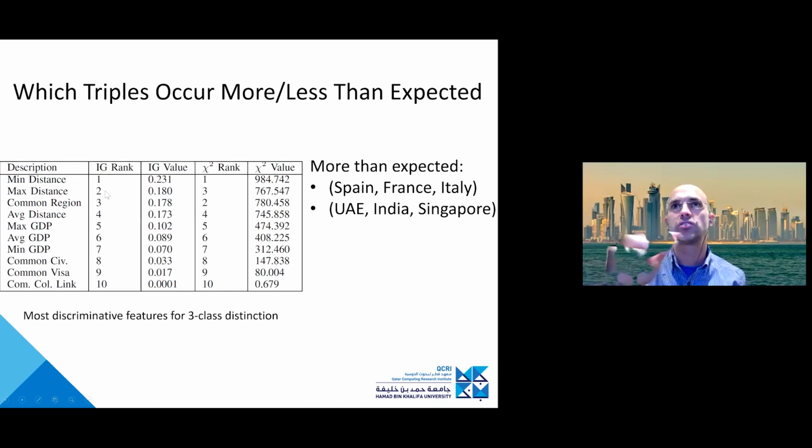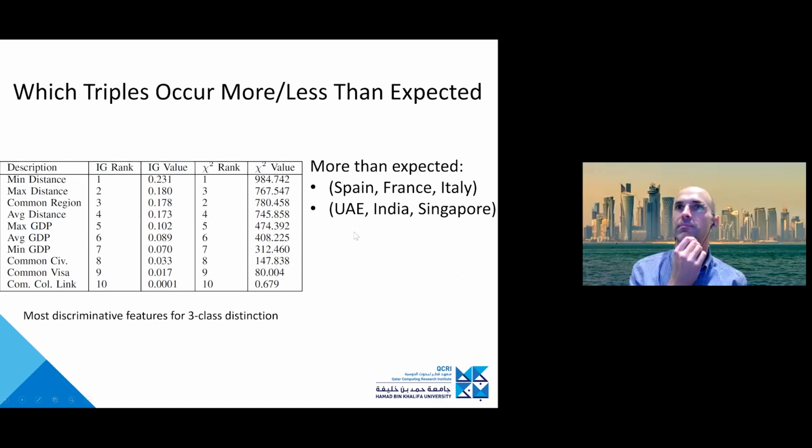And just to give you some examples, the first triplet shows this. For example, if you knew only the pairwise flows between Spain and France, Spain and Italy, and France and Italy, there is still more than expected for the triple. Similarly, if you know everything between UAE and India, UAE and Singapore, and India and Singapore, there is still more than expected migration movement between all three of them.